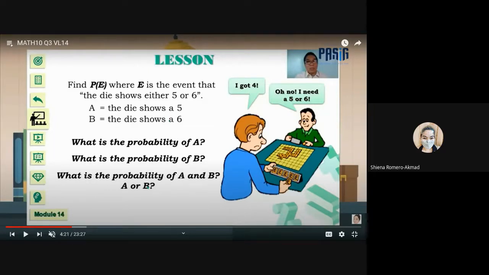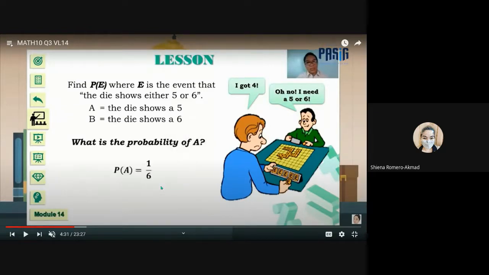Let us have first the questions. So ito yung mga questions na sasagutin natin. What is the probability of getting the first event or event A? Probability of getting the second event or event B? And the probability that you will get A and B or A or B. Okay.